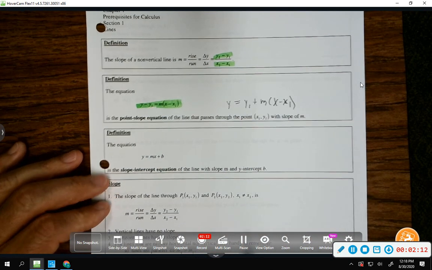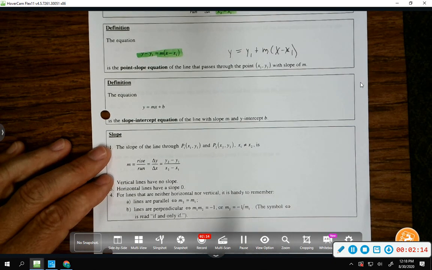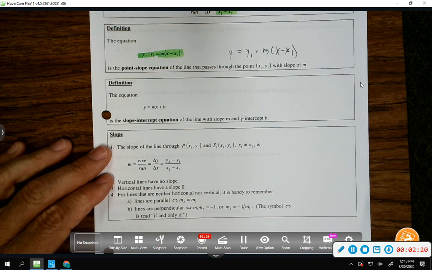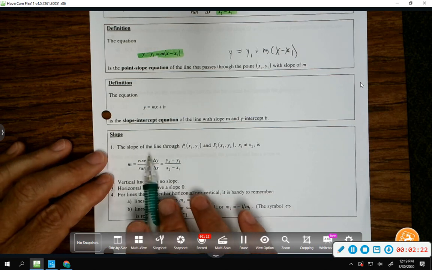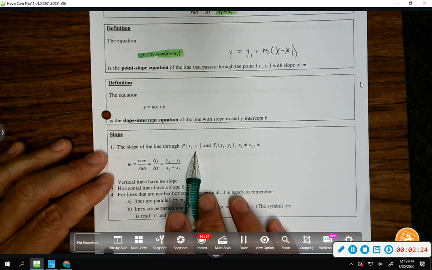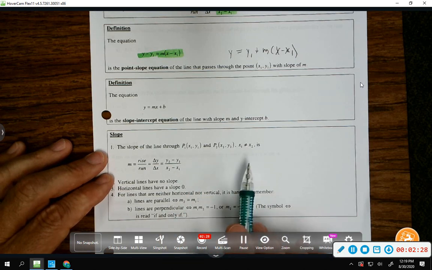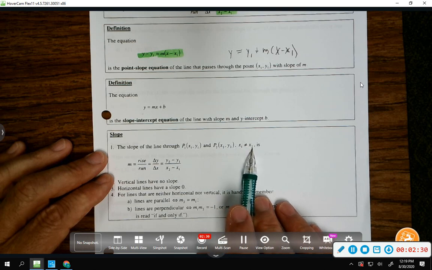Okay? The equation given here, y equals mx plus b, is the slope-intercept equation of the line with the slope m and a y-intercept b. The slope of the line given here that passes through these 2 points, okay, where x sub 1 cannot equal x sub 2, because if that happens, you would have a vertical line, and a vertical line has no slope.